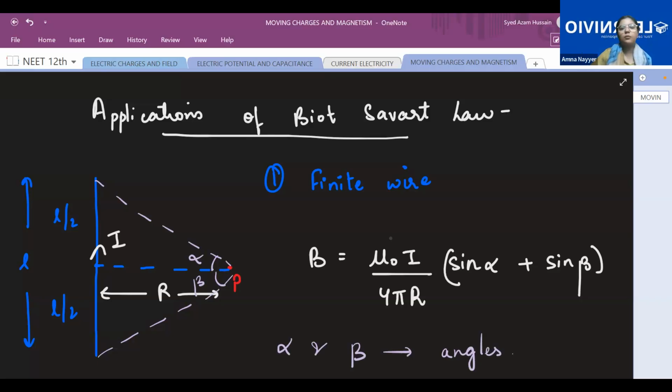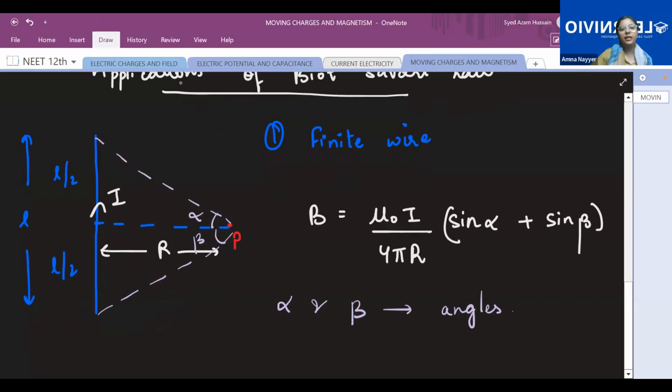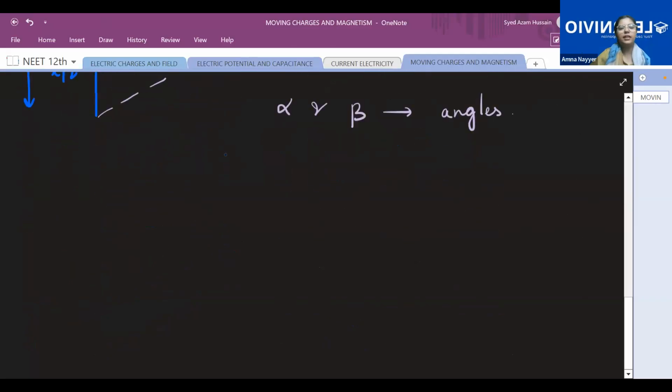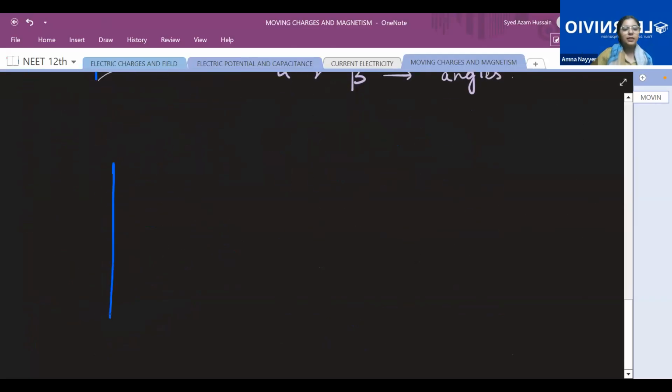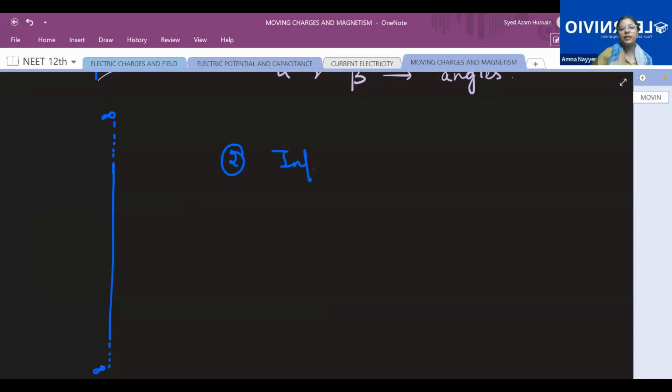Now see, using the same formula, if I try to make this wire infinitely long, it means that this is extending up to infinity, and this is also extending up to infinity. This is the second case where I have taken an infinite wire. Now look here again from the midpoint, this is L by 2, this is L by 2. The total length is L. So from the midpoint, we are taking a point.